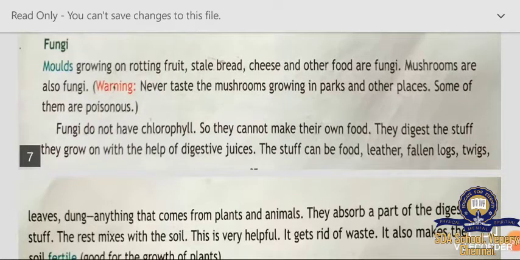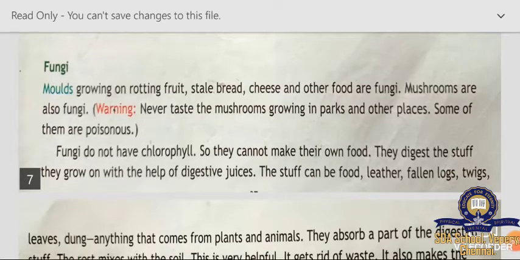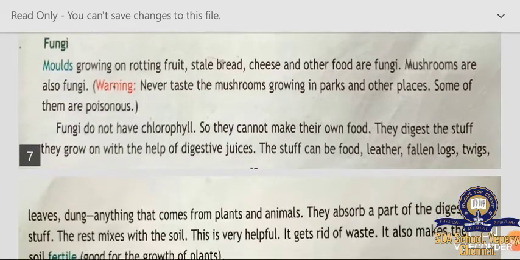Next we'll see fungi. Fungi, molds growing on rotting fruit. Stale bread, old bread, cheese and other food are also fungi. Mushrooms are also fungi. Warning: never take the mushrooms growing in the parks and other places. Some of them are poisonous.